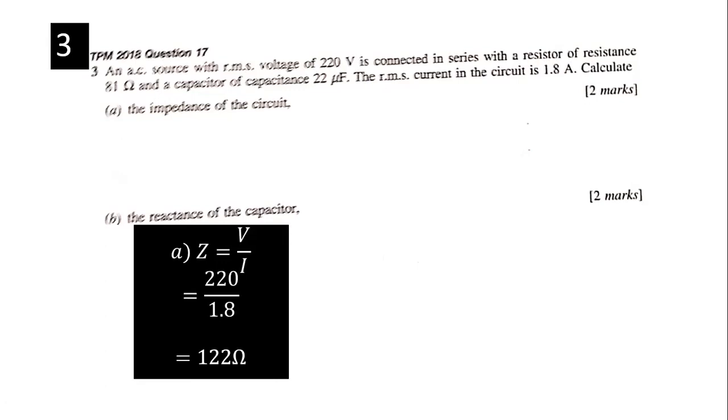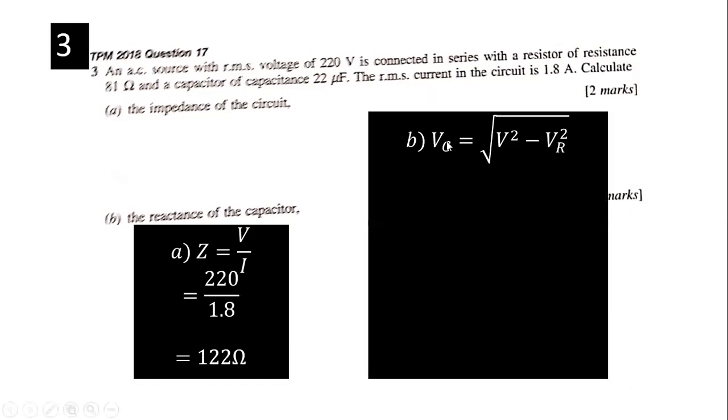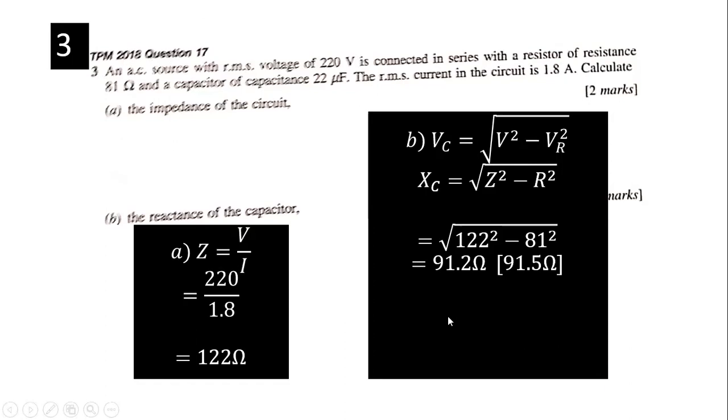So how will we calculate the reactance of the capacitor? We are now doing it backwards, that's all. Same as previously, but backwards. VC is the square root of V square minus VR square. We can multiply all by I, that's why we cancel all the I out. So it's Z square minus R square. Z square, we have calculated that out. R is 81, square that. So we got 91.2. The difference in value is probably because of the significant figures we use.